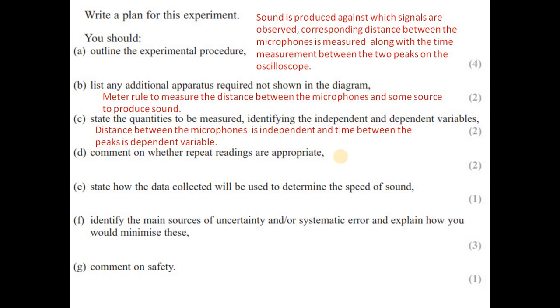Comment on whether repeat readings are appropriate. Yes, of course, in this experiment repeat readings are appropriate, so we can use the mean to reduce random error or any error that we can have. So repeat reading is of course appropriate.